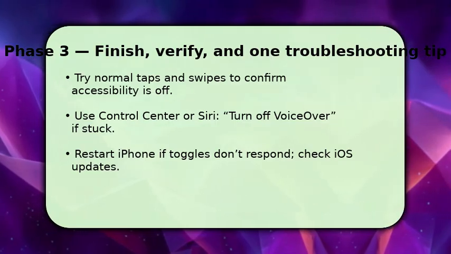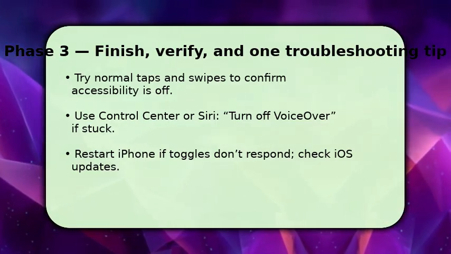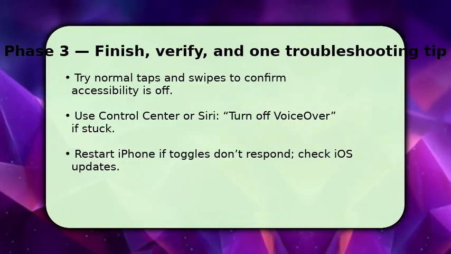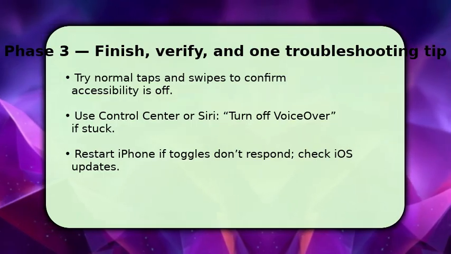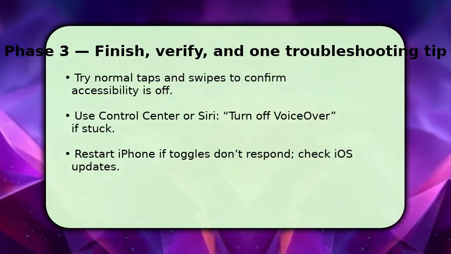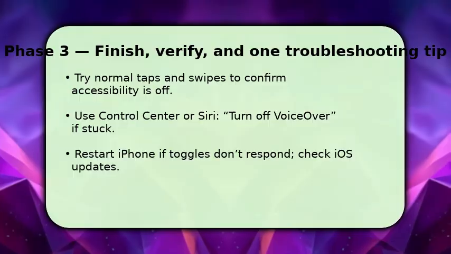If toggles won't change, restart your iPhone and try again, and make sure iOS is up to date because bugs can lock accessibility settings. If problems persist, contact Apple support for guided help.